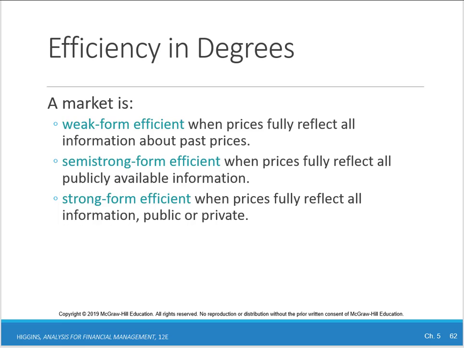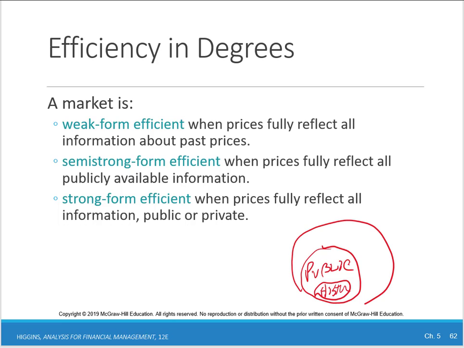They refer to these as degrees. Weak form efficiency talks about historical data, past prices. Semi-strong form talks about all public information. So that's where I started with this circle, said this is public. Inside this public is also historic, right? Strong form says all information is in the price. All right, that includes inside information.